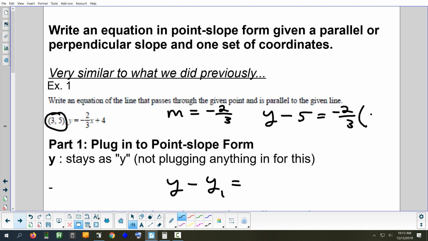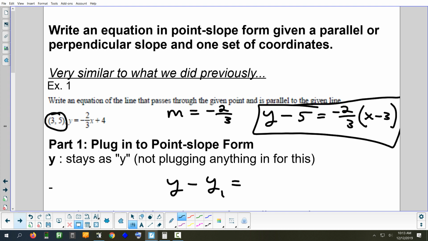X, and what comes right after the X? Minus. And who can give me the last number I need to put there? 3. Yep. And that's the last number, but there's one more thing I need to write in the equation. Parenthesis.